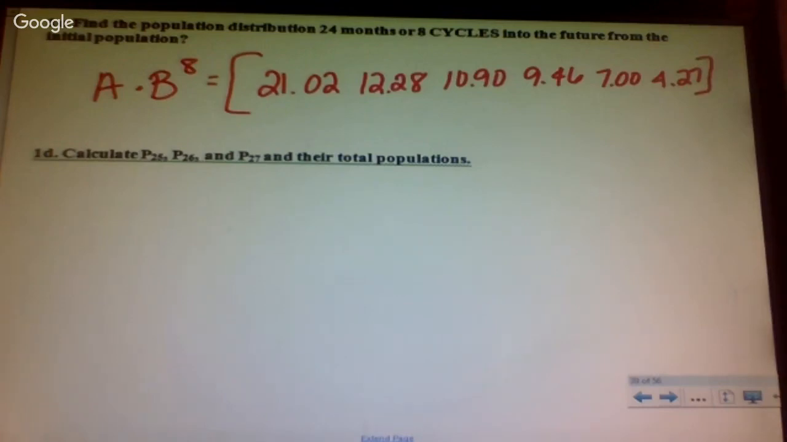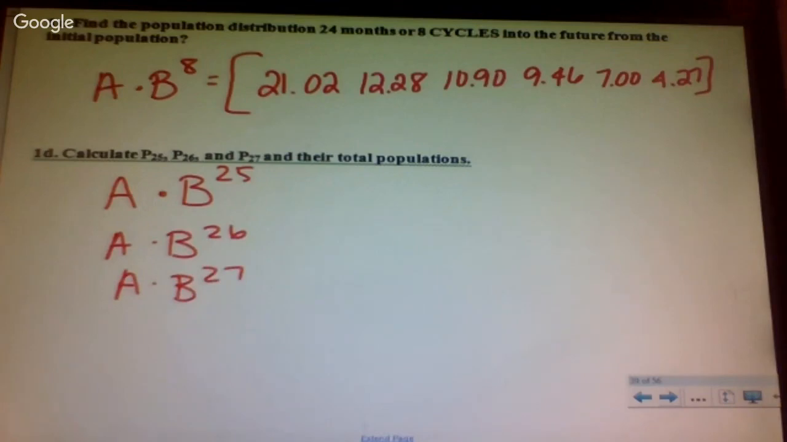And finally, these last ones, I don't need answers. How would I calculate P sub 25? What would it look like when you plug it into the calculator? A times B to the 25th. Yeah. We would do A times B to the 26th and A times B to the 27th. Thank goodness we have Leslie matrices to do this, or else you would have to do this over and over and over again 27 times to get those answers.